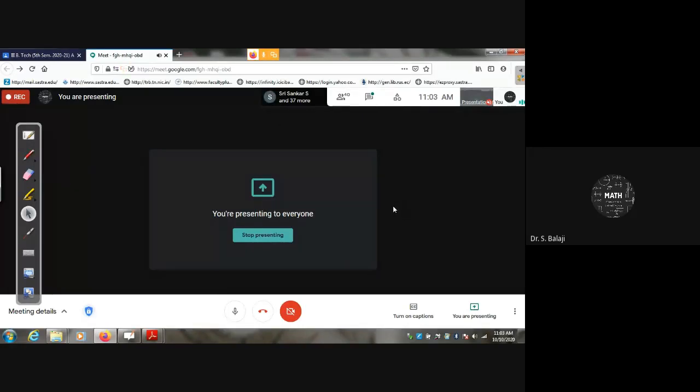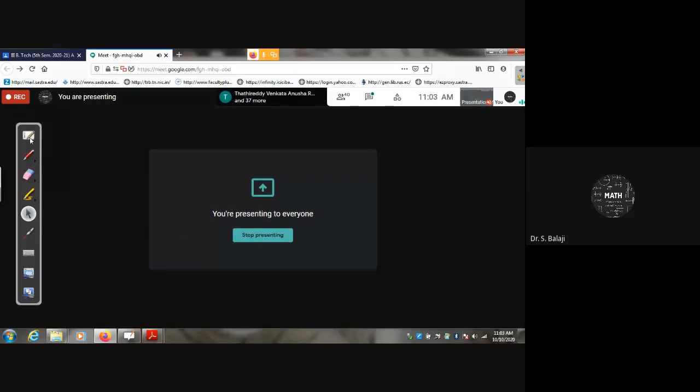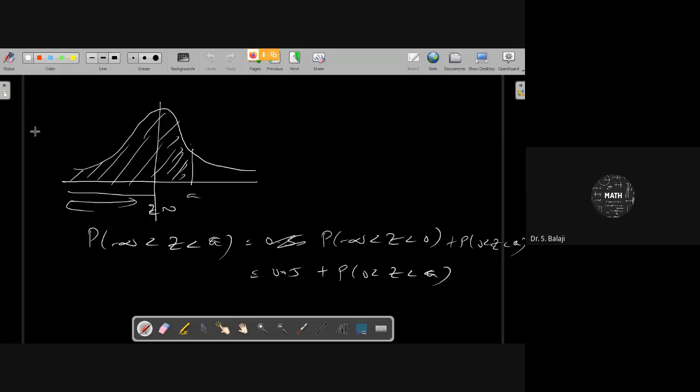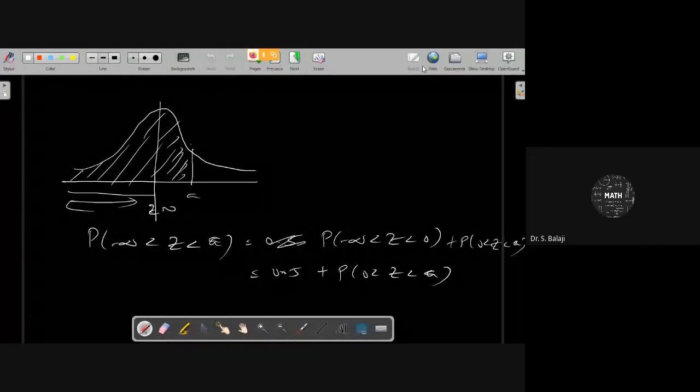For that, we have three different types of test statistic to consider, based on the N1 and N2 values. Yes, next one you see here. Today we will discuss some ideas.